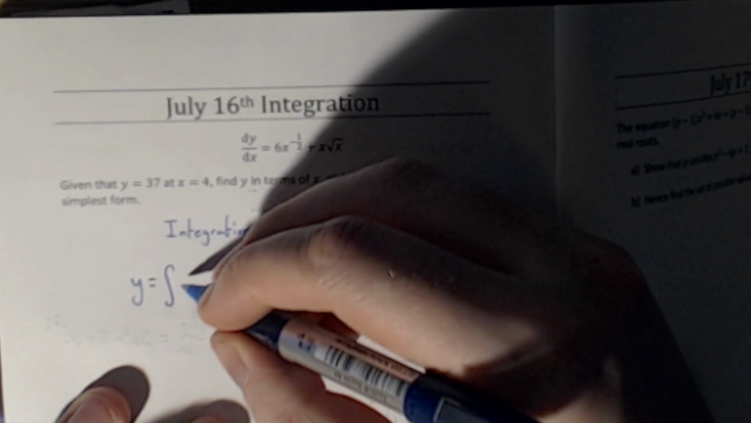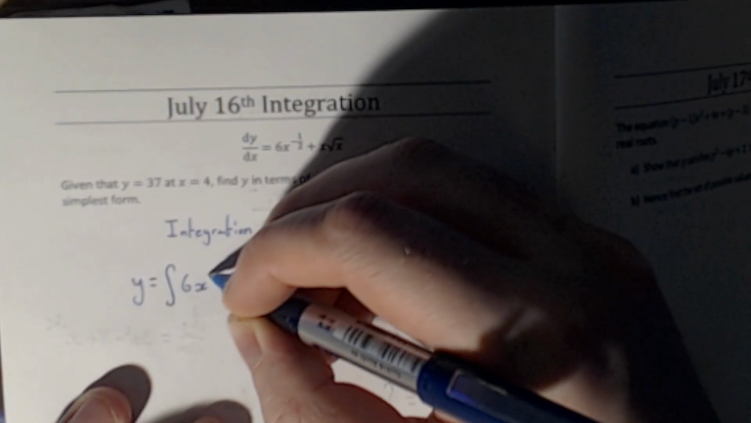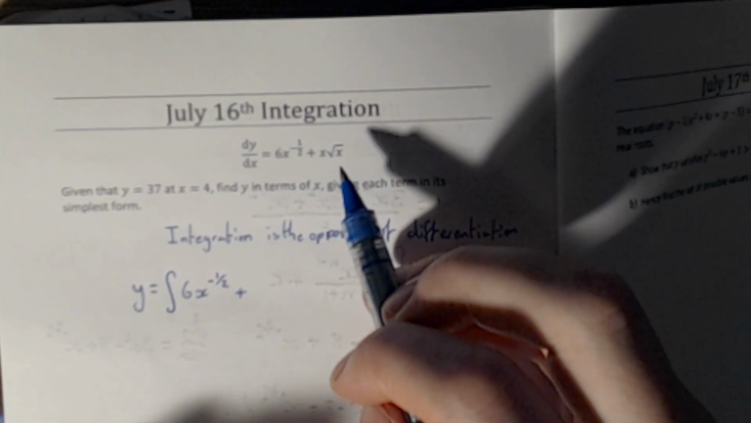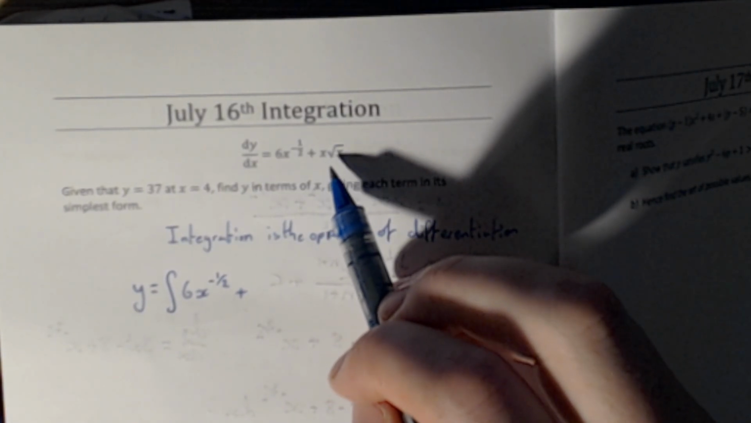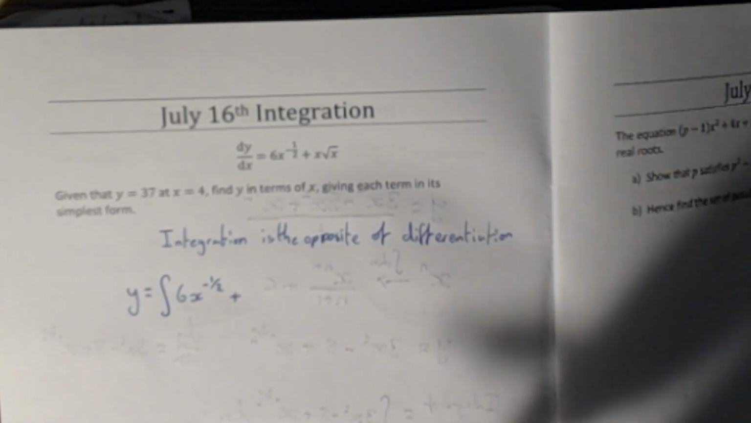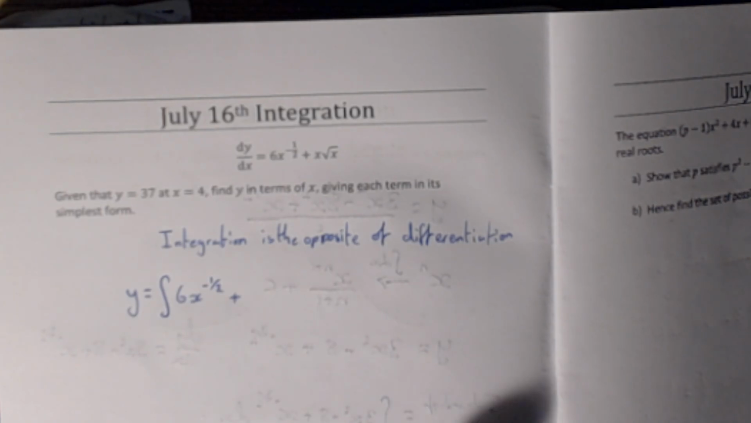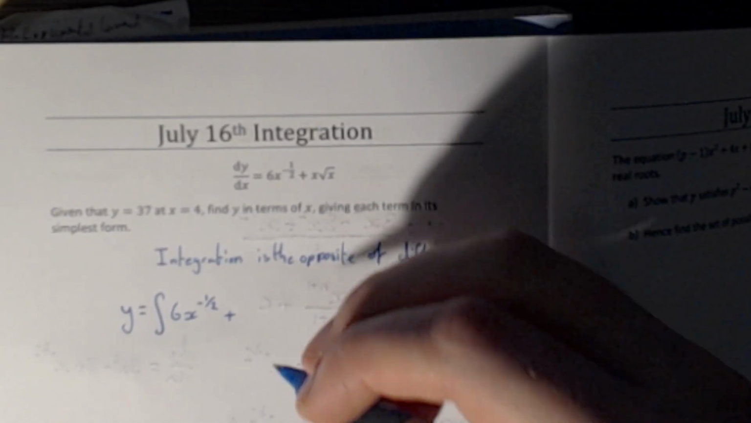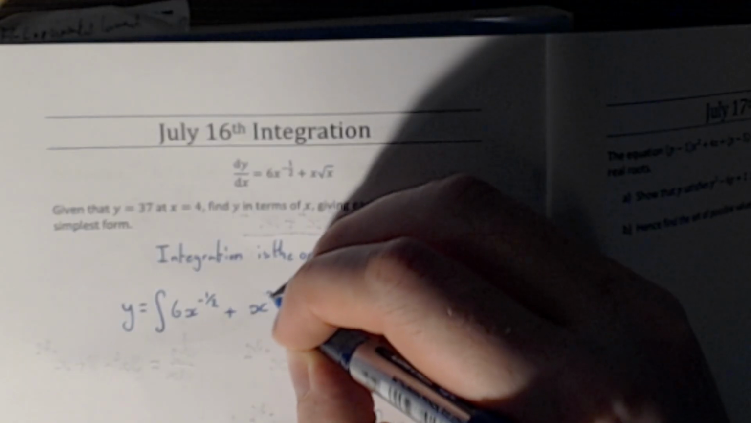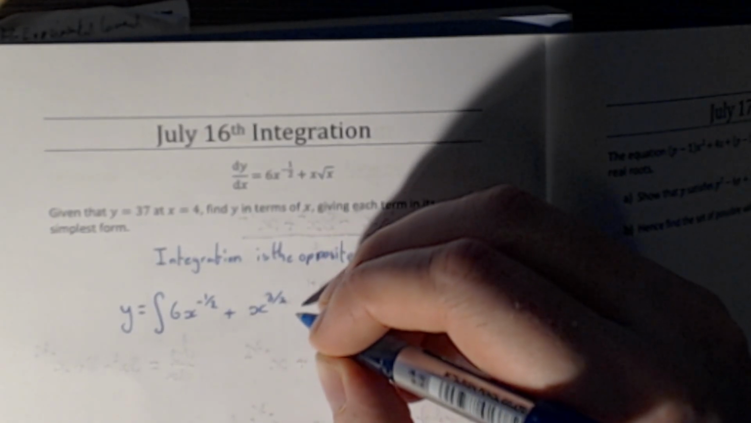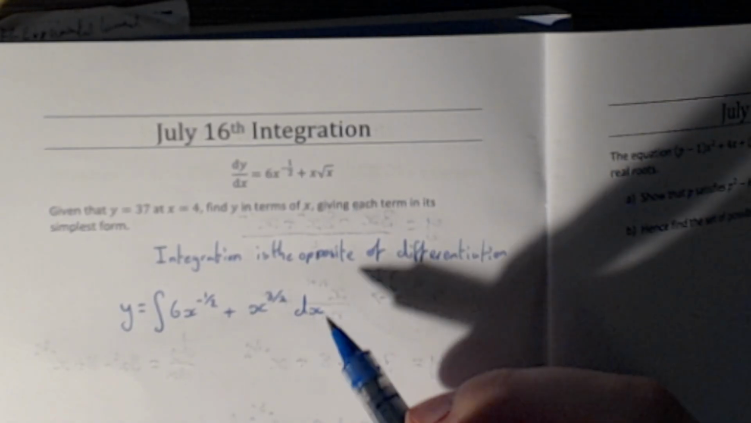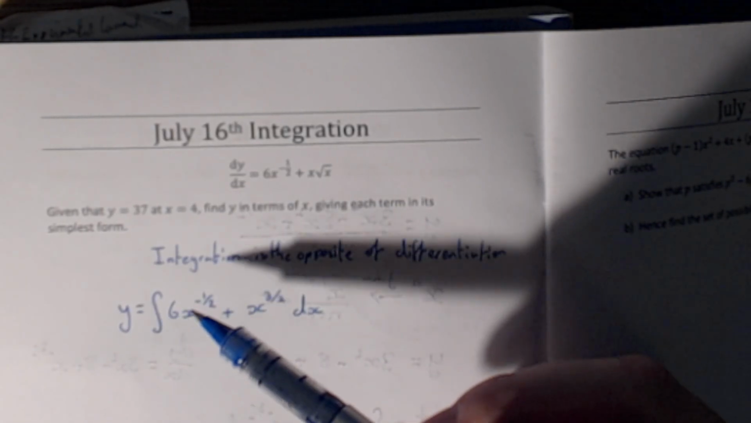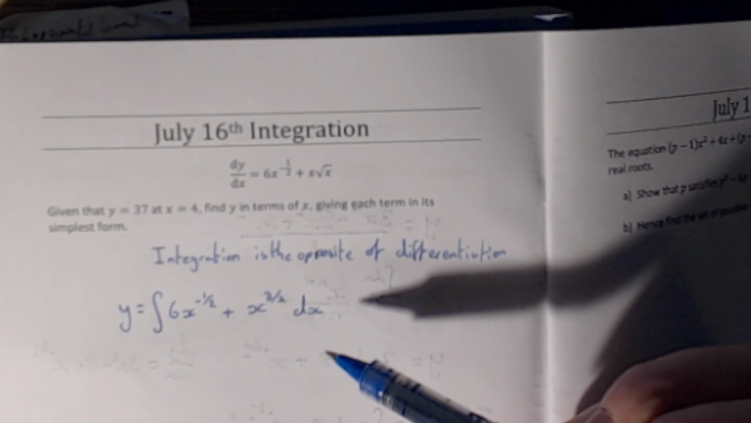for integral of 6x to the minus a half plus, well, if you remember from when we looked at integration last, we can't use x times root x, as that's not just x to a certain power. Well, this is actually x to the power of 1 times x to the power of a half. So this would end up being x to the power of 3 divided by 2. And we're going to finish off by dx. Again, that means with respect to x. So we're going to integrate this function with respect to x.